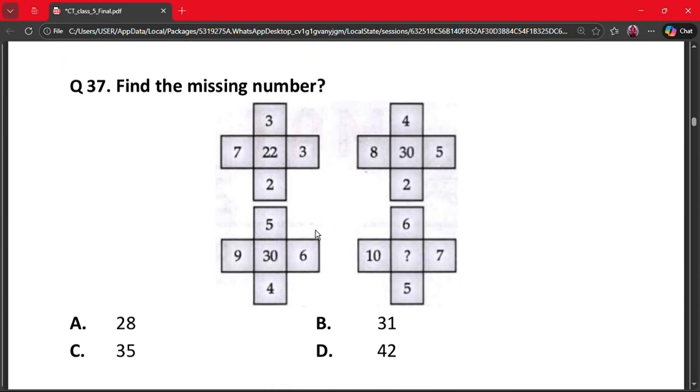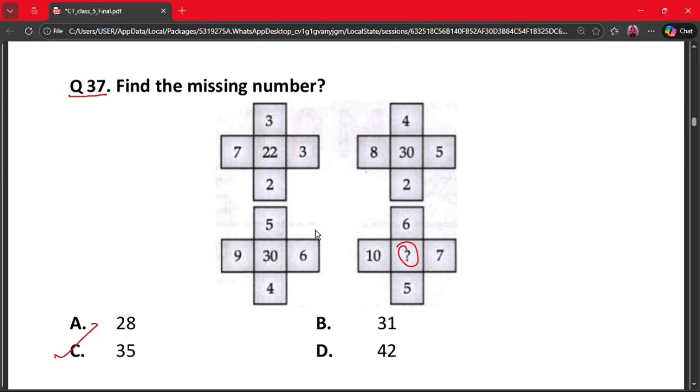Next question is question number 37. Find the missing number. 3, 7, 3, 2, whole 22, 30 in between, 8, 4, 5 and 2, 30 again in between, 9, 5, 6 and 4. What will come in between here? 10, 6, 7 and 5. So here option A says 28, B 31, C 35 and D 42. So here the correct is C, that is 35.